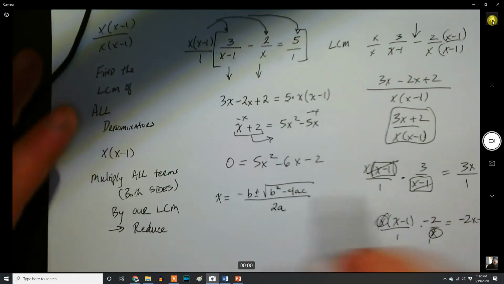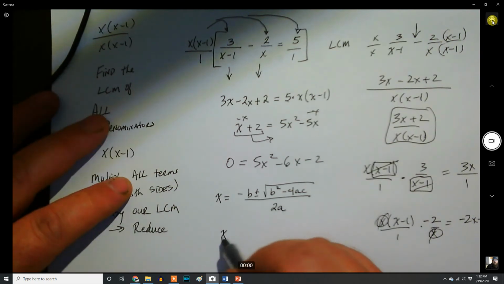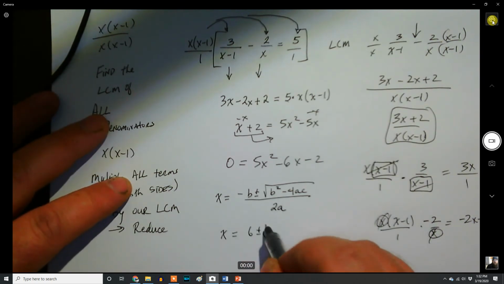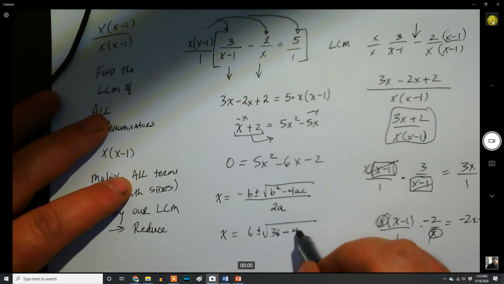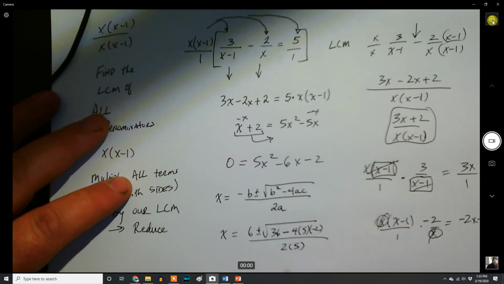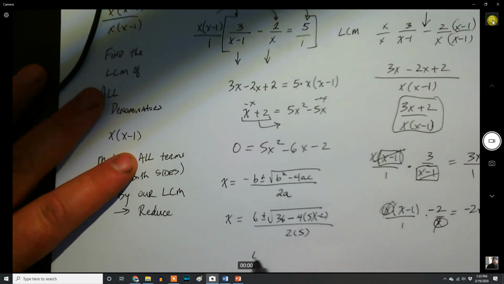So here's what you get. You get 6 plus or minus the square root of 36 minus 4 times 5 times negative 2, over 2 times 5. Yeah? And so 6 plus or minus the square root of 5 times 4 is 20, times 2 is 40. A negative times a positive. Yeah, sorry, a negative times a negative is positive. So this is 40 plus 36, 76 over 10.